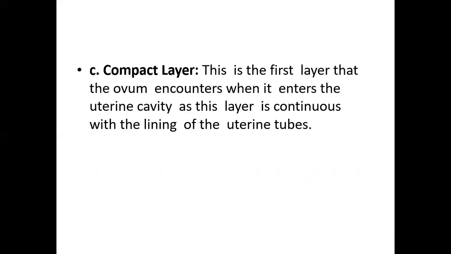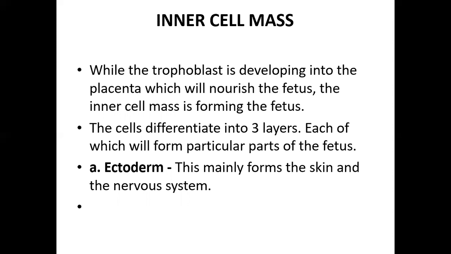The other layer that is important to take note of is the compact layer. This is the first layer that the ovum encounters when it enters the uterine cavity. And this layer is continuous with the lining of the uterine tubes, the fallopian tubes. So all in all, there are 3. We have the compact layer on top, then the functional layer, then underneath we have the basal layer. The compact layer is continuous with the uterine or fallopian tubes, okay?